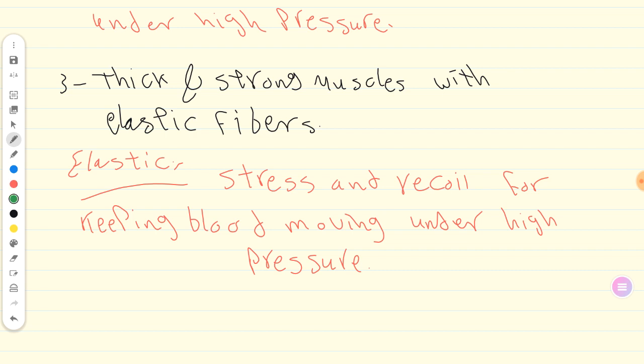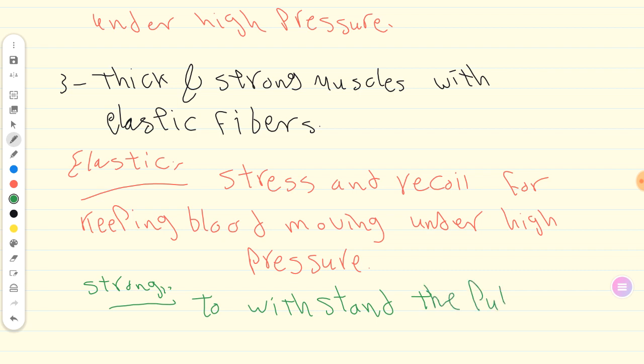And strong muscles exactly to withstand the pulsing of blood. Okay, so arteries have thick wall, narrow lumen, and thick and strong muscles with elastic fibers.